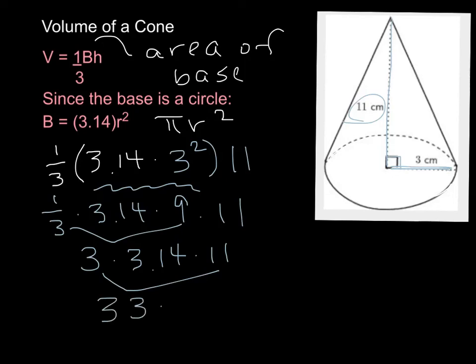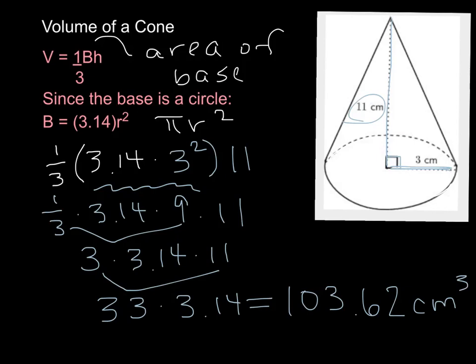So 33 times 3.14. Your final answer will be, sorry, I had to pause for my calculator. 33 times 3.14, go ahead. Once you do the multiplication, it comes out to 103.62. And remember, since we're finding volume, it's always in centimeters cubed.